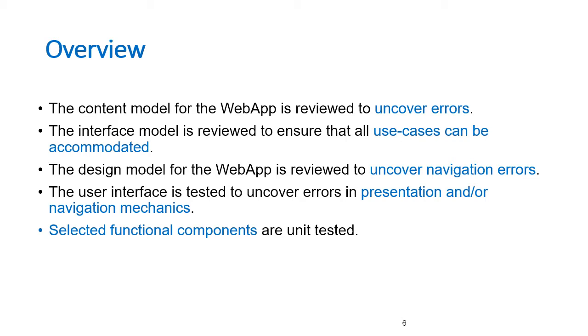And then we have the interface model, reviewed and tested to make sure that all the use cases that we have developed before can work very well here. And then the design model for the web app is reviewed to uncover navigation errors. Number 4, the user interface, and here we test it to make sure that the presentation and all the navigation mechanics work very well. The selected functional components are also unit tested, to make sure that functionally all of the small units can work very well.